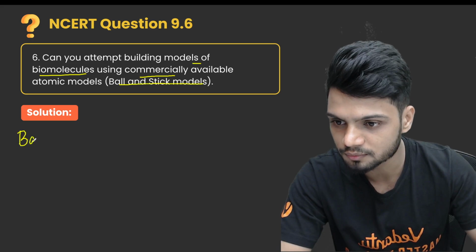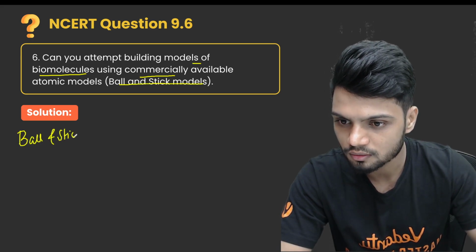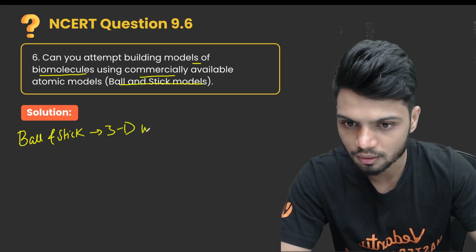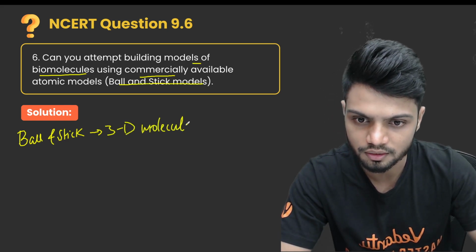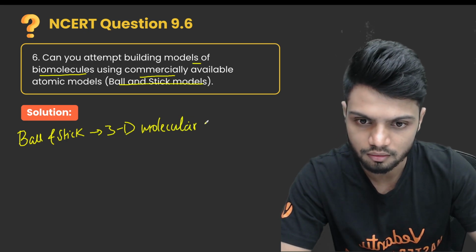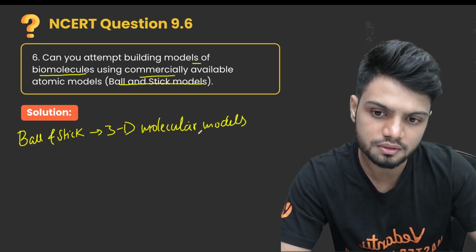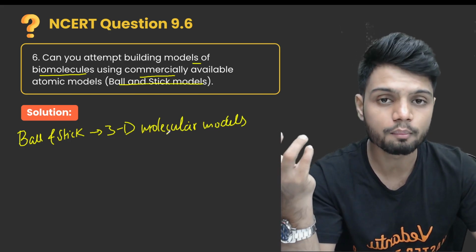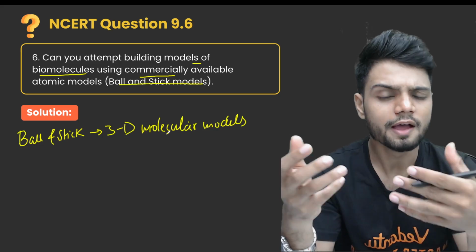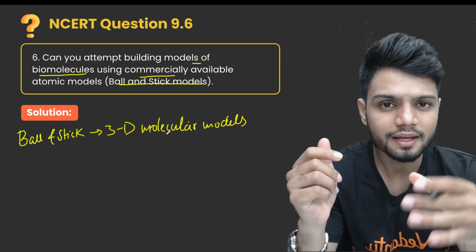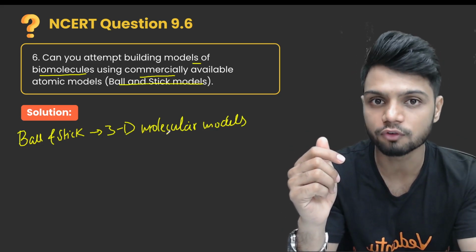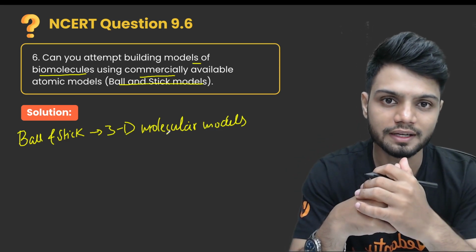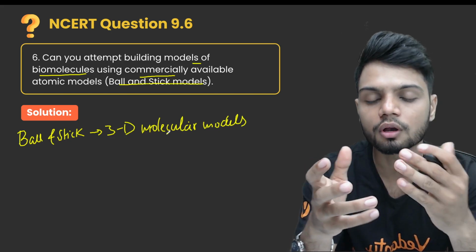First, let me just write down here. Ball and stick model is the 3D molecular model. Using these 3D molecular models, we show a visual representation of how a molecule can look in 3D space. Because when you write down the structure of a molecule in the book, it usually shows in 2D format. But if you really want to understand the spatial arrangement of it, you need to make a 3D model, that is a ball and stick model.